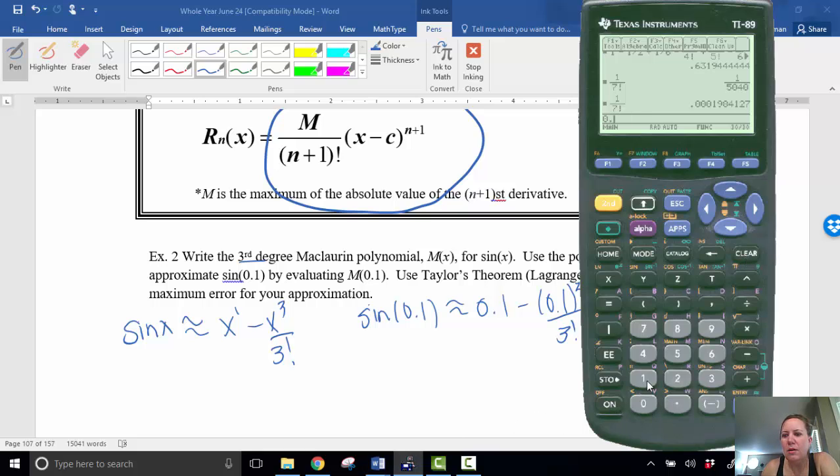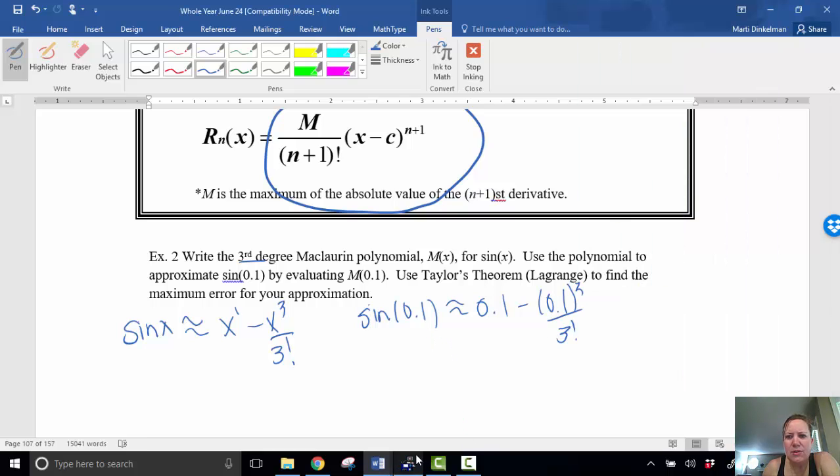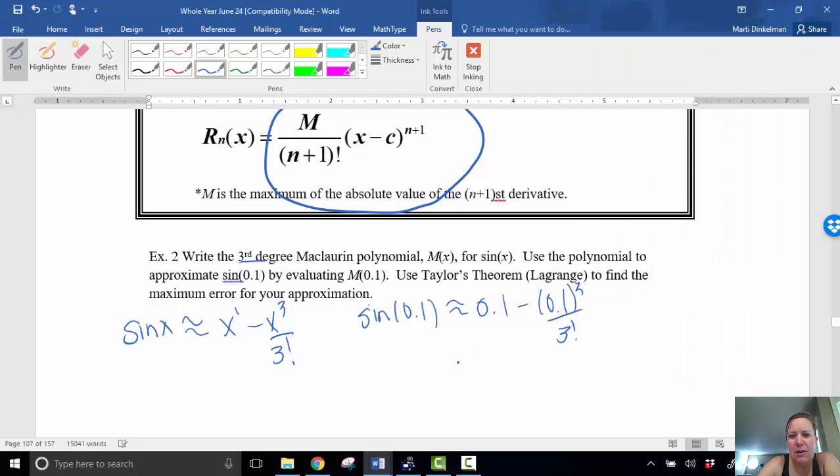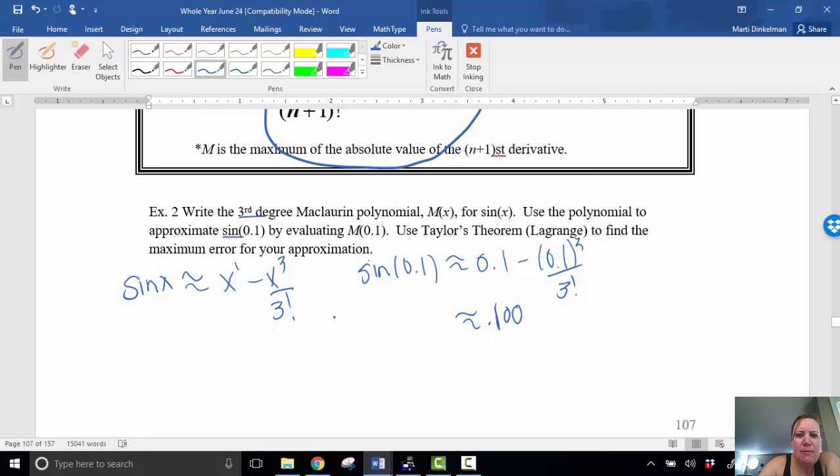Cubed divided by 3, again, diamond divide, and I better do diamond enter. It didn't say where to round, so I guess we're going to just say 0.1, I guess. Again, if we wanted to keep a little bit more, I'm going to keep that on my calculator so I can see that. All right, so how far off might we be? And by the way, this 0.1 is just saying plug 0.1 into your Maclaurin polynomial.